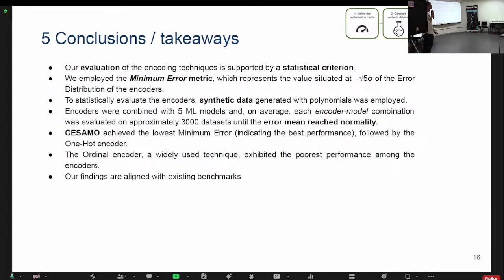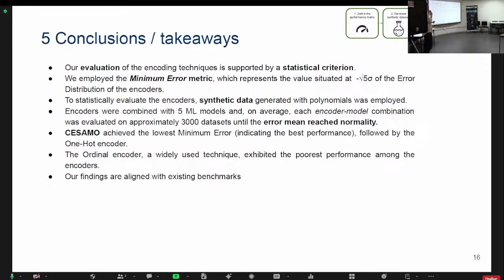Our main contribution in this work is that we evaluated encoders with a statistical criterion, right? We also employ the minimum error metric, which represents the values located at high standard deviations to the left of the mean of the error distribution. And to evaluate the encoders, we used synthetic data sets. The encoders were combined with 5 machine learning models, and on average, each model-encoder combination took approximately 3,000 data sets until they reached the error mean normality.